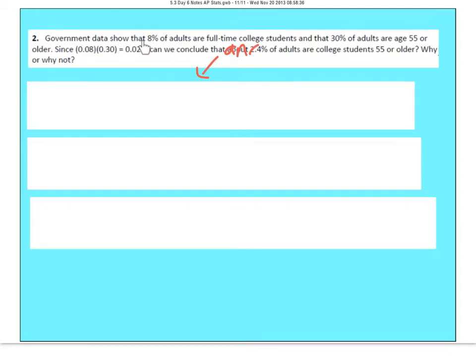Here, government data show that 8% of adults are full-time college students, 30% of adults are age 55 or older. Since these two numbers multiplied together get you 0.024, can we conclude that 2.4% of the adults are college students 55 or older? Why or why not? What they've done is they've chosen to multiply these two probabilities together. They chose to say that you're a full-time college student and you're 55 or older. If these two events are independent, you could say that.